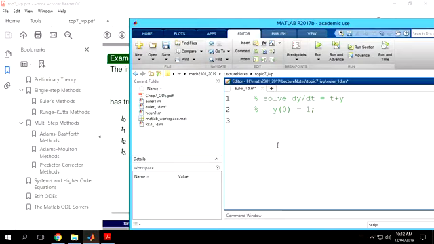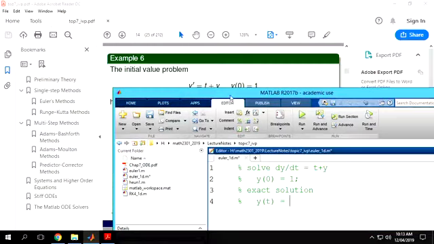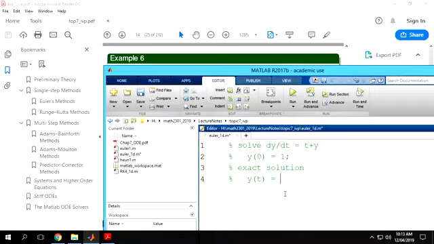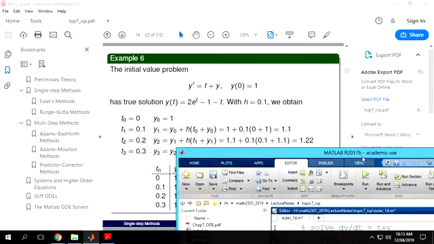Now we know the exact solution is y(t) equals 2e^t minus 1 minus t. So now, let's see whether I can solve this by the Euler method.